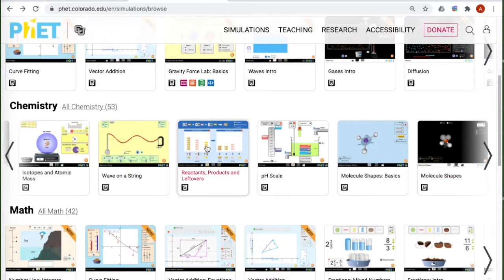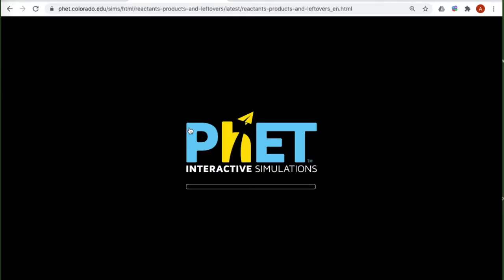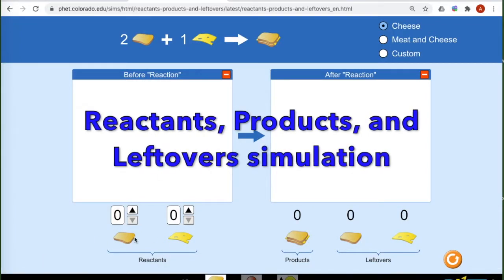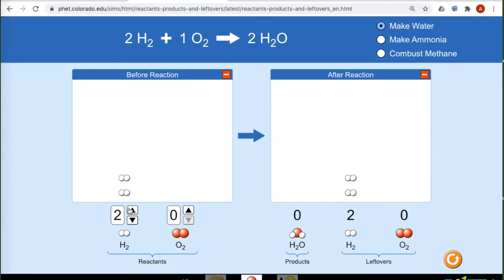Another one that I like to use is reactants, products, and leftovers. This helps me visualize what a chemical reaction is like. It's kind of like making a sandwich. Go with molecules. This is 2 H2 molecules. 1 O2 molecule can give us two waters. So 2 H2 molecules plus 1 O2 molecule can give you 2 water molecules. These bonds break and new bonds form. This is before the reaction happens, during the reaction, and then after.